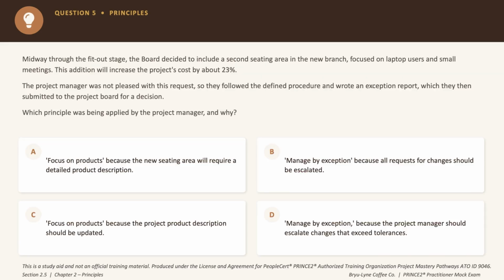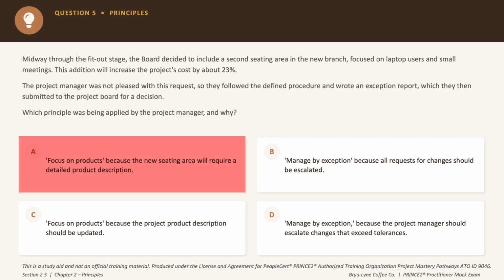Question number 5. So midway through the fit out, the board wants to add a second seating area, pushing the cost up by 23%. The project manager raises an exception report rather than going ahead. The question is, which principle has been applied by the project manager and why? Now option A says this is focus on products because the new area needs a detailed product description. Now it's true in a general sense, but it misses the real point, right? The escalation point that we are talking about. So an incorrect answer choice.